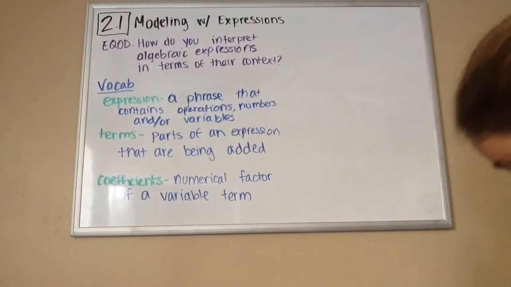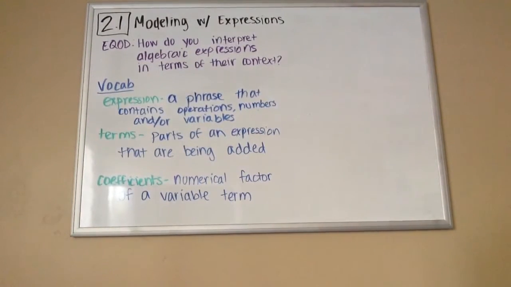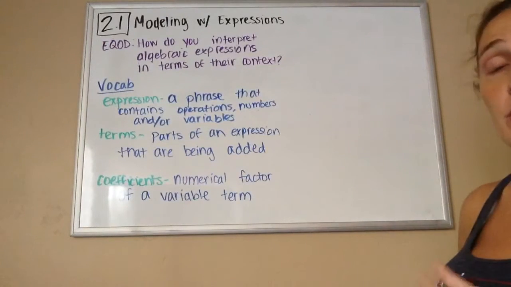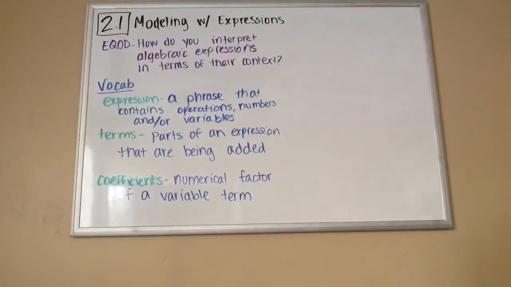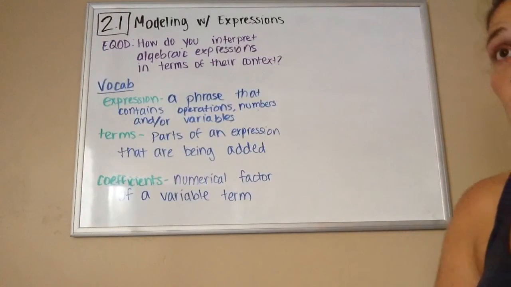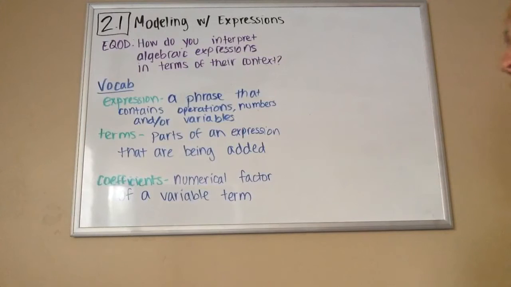Alright guys, so this video is for section 2.1, that is modeling with expressions. So we're going to be talking about writing equations in a given context. We're going to start working with word problems here. So the essential question is, how do you interpret algebraic expressions in terms of their context? What do these expressions mean and what are they representing in real life?